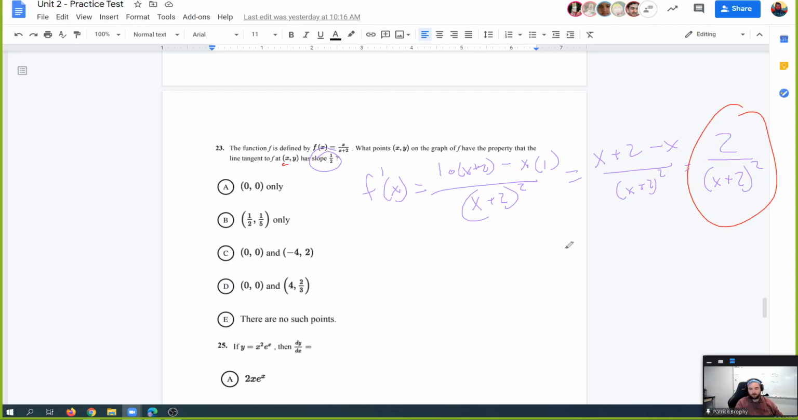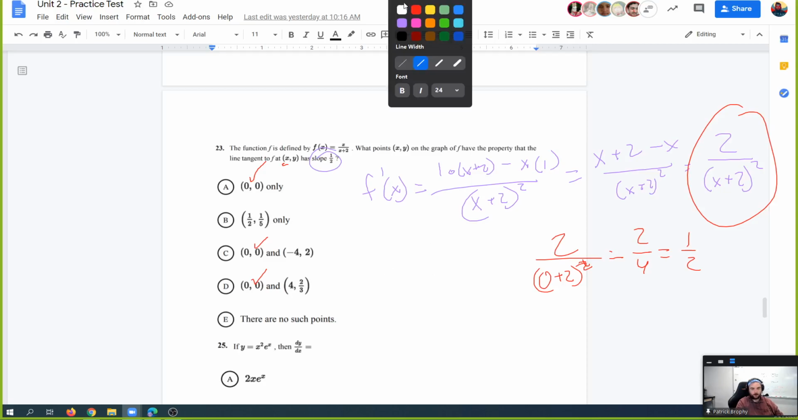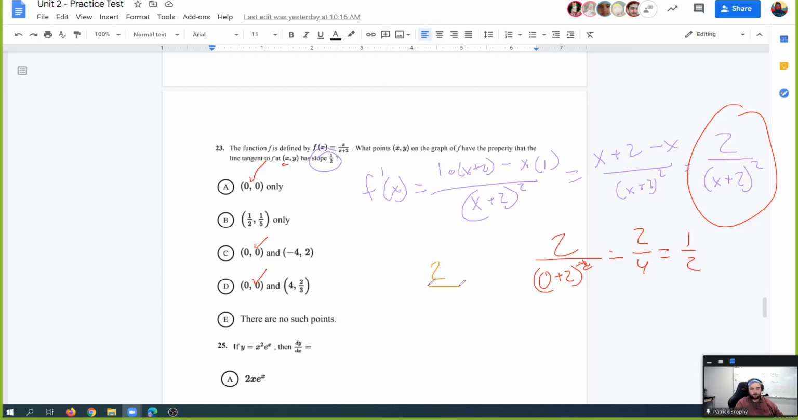Let's try 0, 0. If you plug in 0, I get 2 over 0 plus 2 squared, which is 2 over 4, 1/2. Those zeros work. Check, check, check. Now let's try 1/2, 1/5, just because. If you tried that one, you would get 2 over 1/2 plus 2 squared.